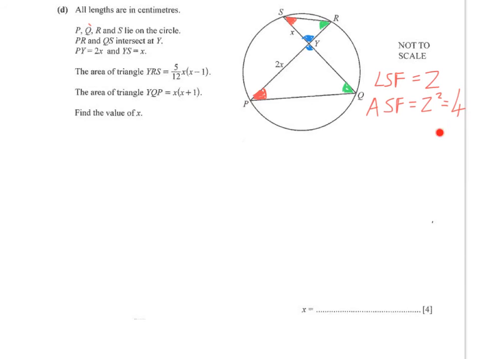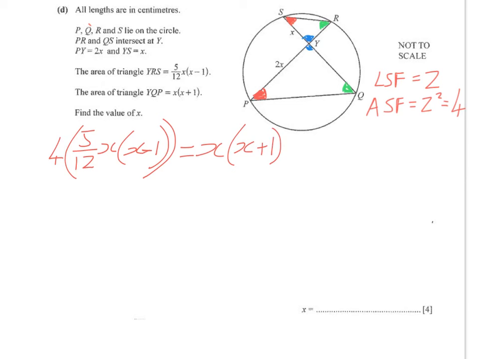Now that is important because we're given some information about the area. I know that the smaller one, which is YRS, if I multiply that by 4, I get the same as the larger one. Let's set up that equation. So 4 lots of this monstrosity, 5/12 x, times by x minus, oh, that's very poor minus there, apologies again for my stylus use. It's going to be x plus 1.